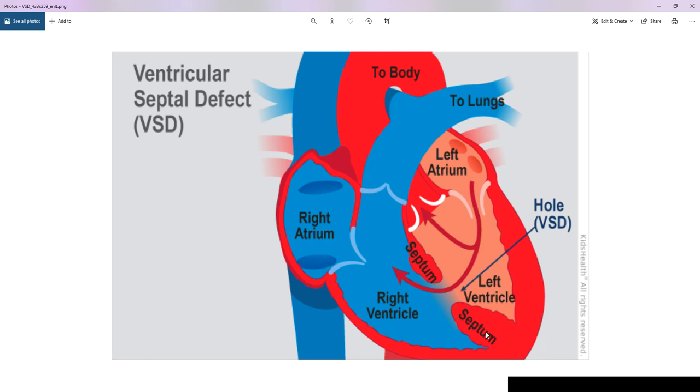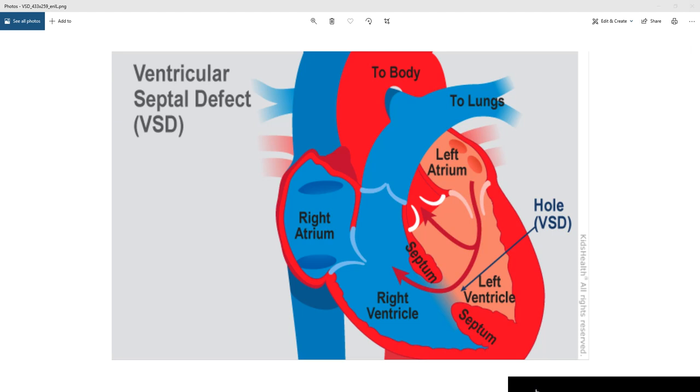Another disease that can be found by echocardiography is VSD, ventricular septal defect. Ventricular septal defect, VSD, a hole in the heart, is a common heart defect that is present at birth.